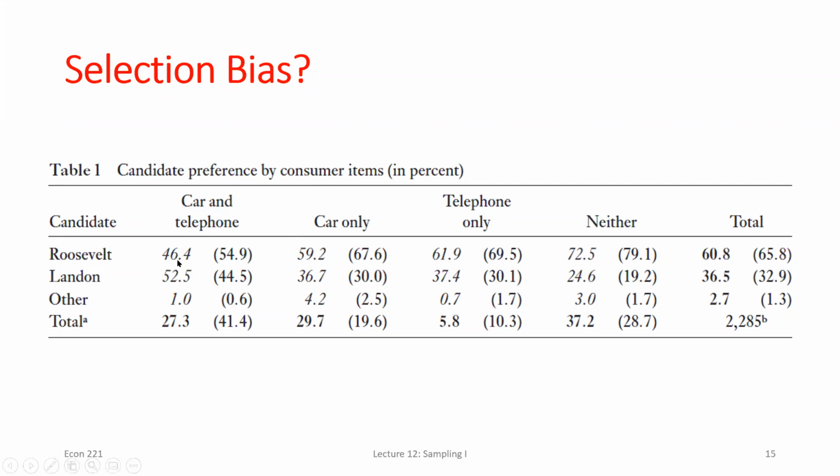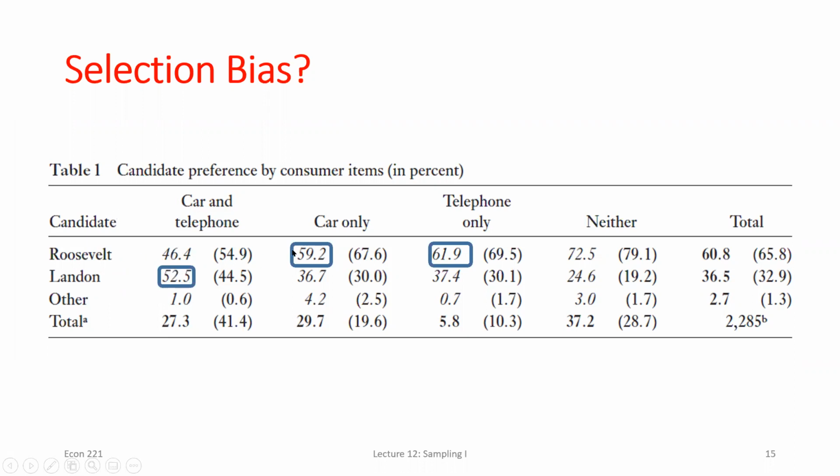So sure enough, we look at this, and of those who had a car and telephone, this paper went back years later and found some of these people from the original survey and asked them who they actually voted for. Or they took a random sample of people who didn't have a car or a telephone at the time and asked them who they actually voted for. For people who owned a car and telephone, 53% actually ended up voting for Landon. So the prediction was a little bit off, but it still would have been right that Landon would have won.